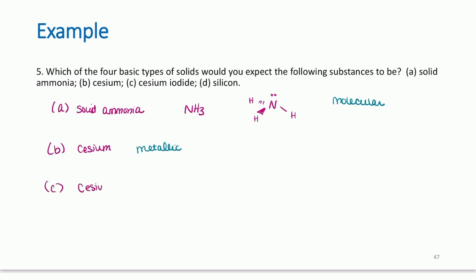Cesium iodide. I've got a metal and a non-metal here. I expect this to follow ionic. And D, silicon. We talked about silicon and its extended networks. We expect this to follow a covalent network.